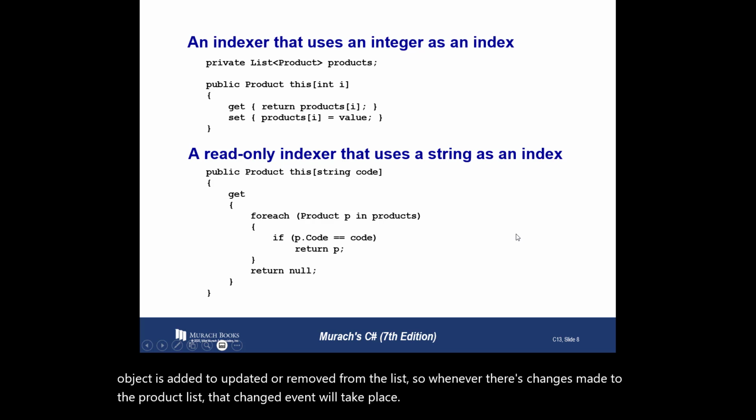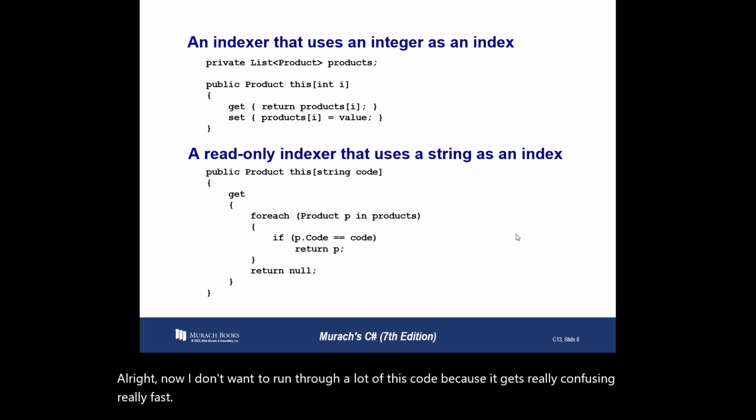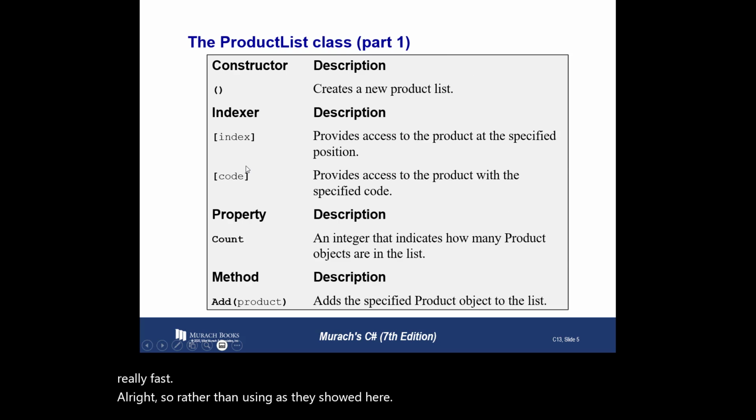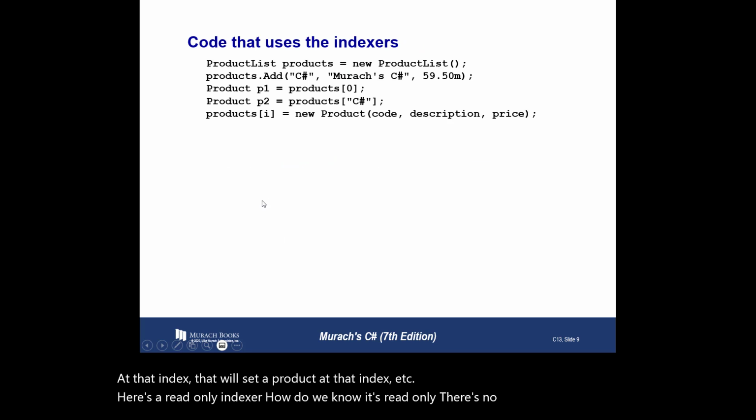Now, I don't want to run through a lot of this code because it gets really confusing really fast. So rather than using, as they showed here, index or code, here they're doing it using an actual number. So that will return a product at that index. That will set a product at that index, etc. Here's a read-only indexer. How do we know it's read-only? There's no setter. Here's code that uses those.